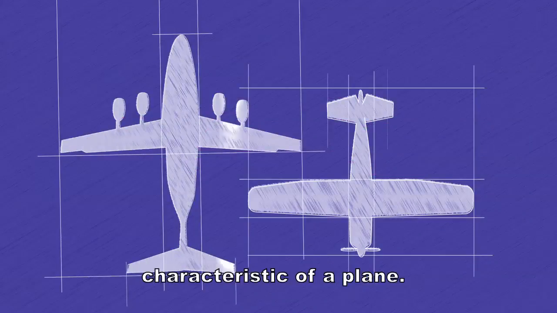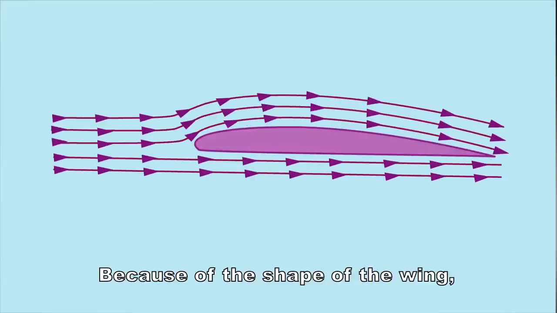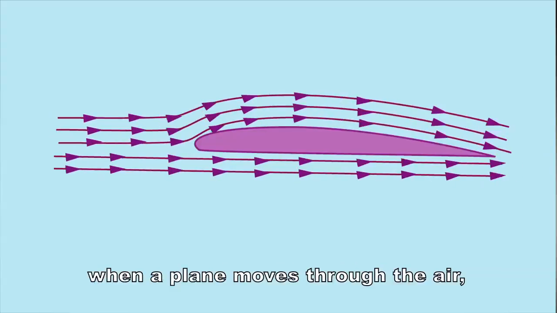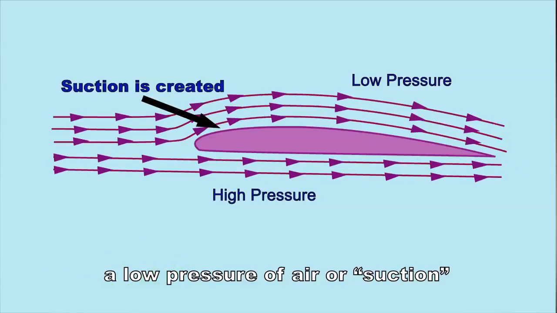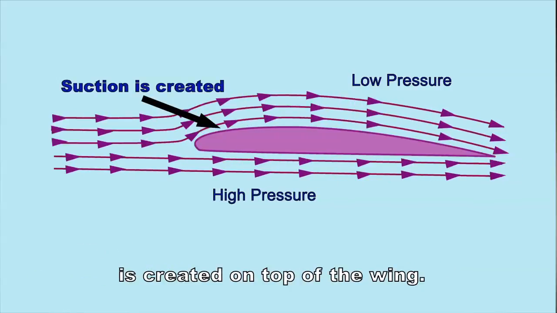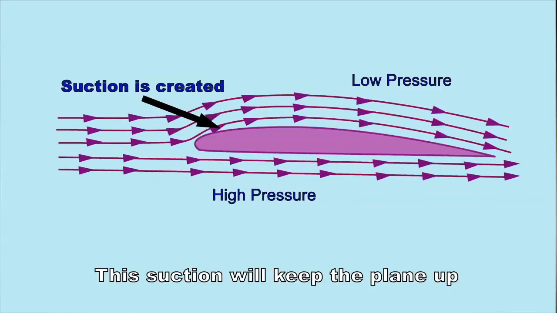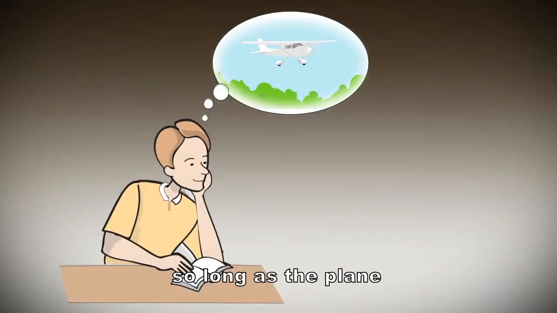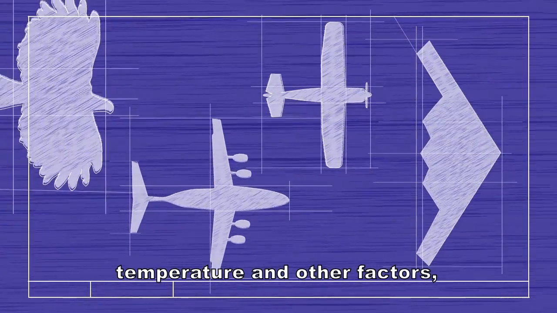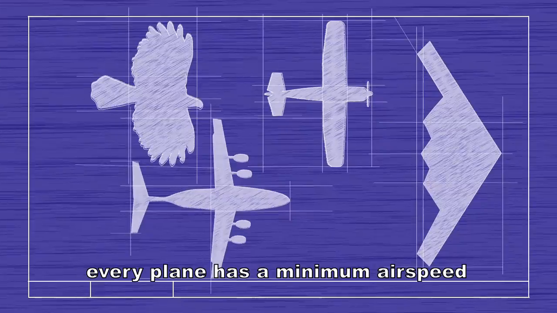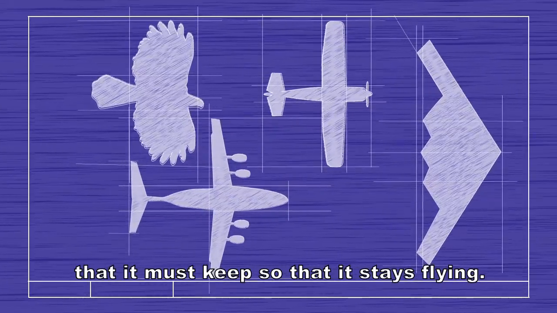Wings are the major characteristic of a plane. Because of the shape of the wing, when a plane moves through the air, a low pressure of air or suction is created on top of the wing. This suction will keep the plane up so long as the plane maintains sufficient airspeed. Depending on the design, weight, temperature, and other factors, every plane has a minimum airspeed that it must keep so that it stays flying.